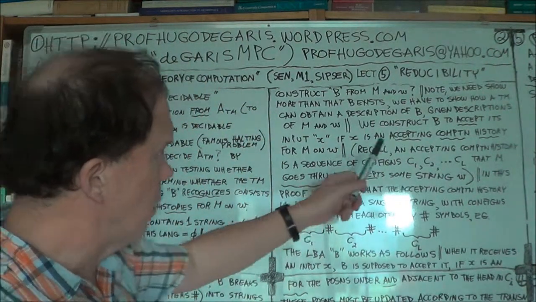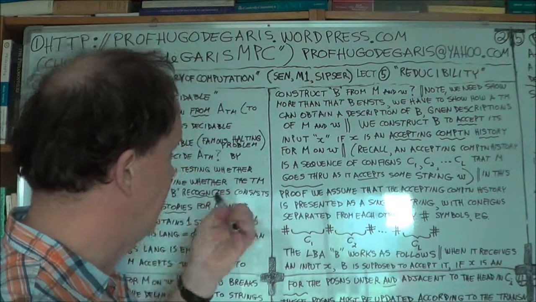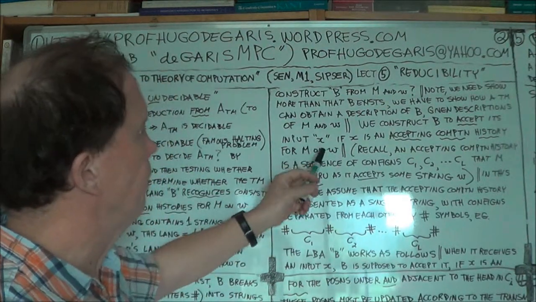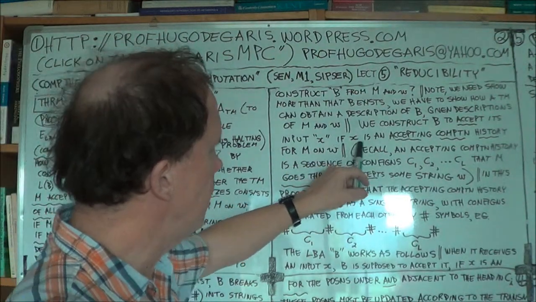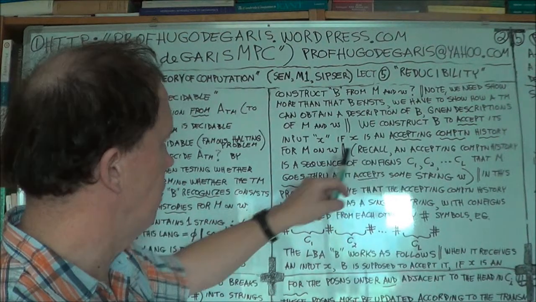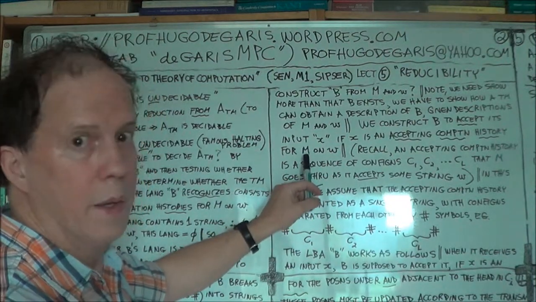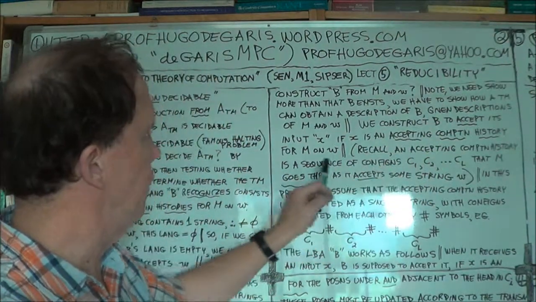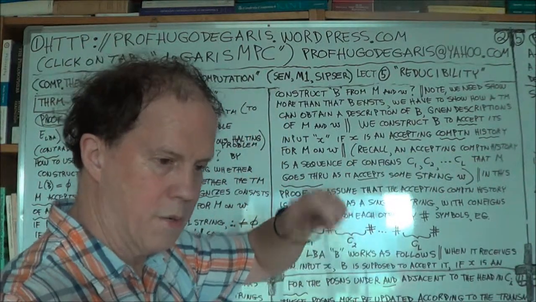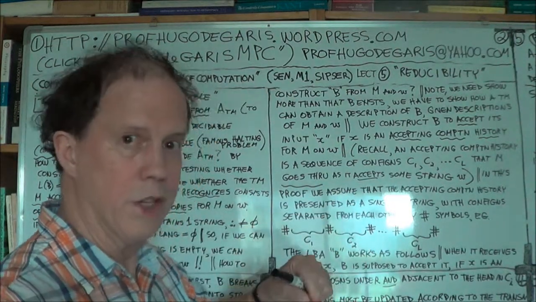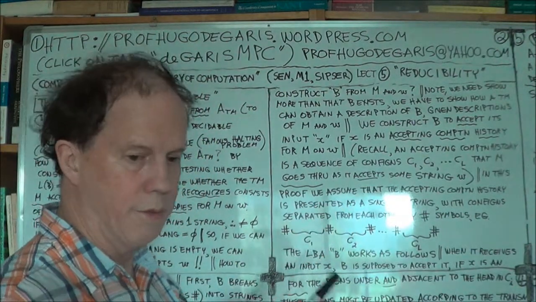All right. Now we're going to construct B, so that its input is, call it X, little x. If that X is an accepting computation history for M on W. So you put W into M, you get the computation history, and if M accepts W, then you'll have an accepting computation history, a sequence of configurations from C1, C2, to CL, and CL is the final configuration.